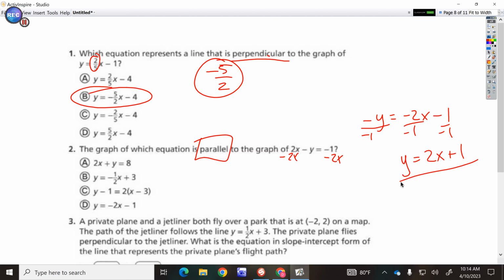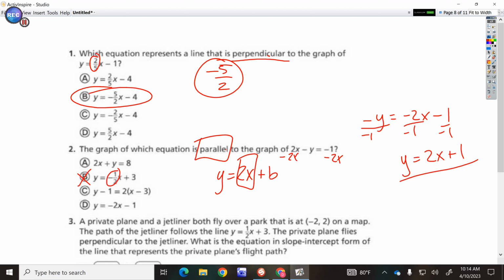Now I have a starting point. Parallel means same slope, so I'm going to grab that same slope and switch the y-intercept to plus b. And now we just plug in the values they give us, if they do give us that. In this case, you don't have to figure the whole thing out. Just figure out which one has a positive 2 slope. Are you with me? So this one has -1/2 slope.